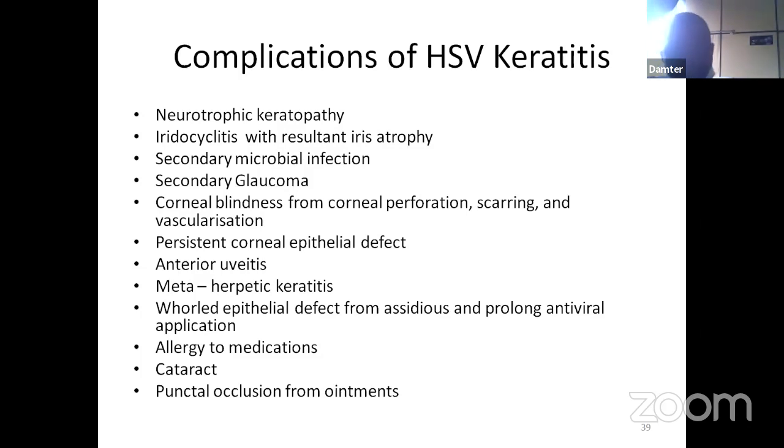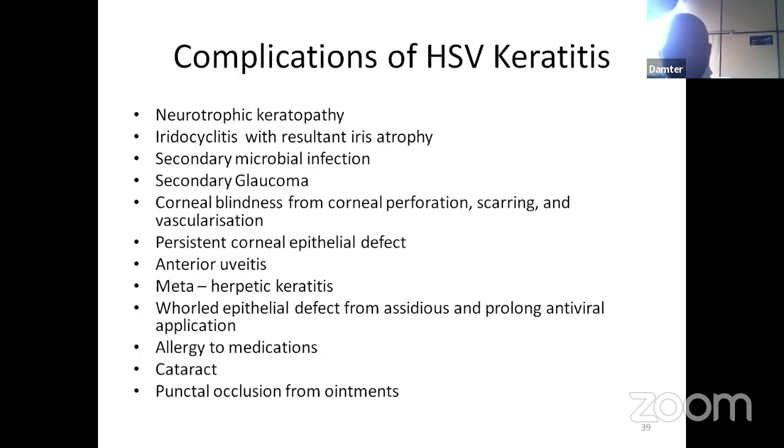Iridocyclitis, as I mentioned, is a complication, with resultant iris atrophy. There could be secondary microbial infection. As we know, most of the bacteria could not penetrate an intact corneal epithelium. Now, with an infection with herpes simplex virus, there is a corneal defect, so it becomes easier for many other microorganisms, bacteria, to gain entry and cause severe infection of the cornea, hence worsening or complicating the herpes simplex virus infection.